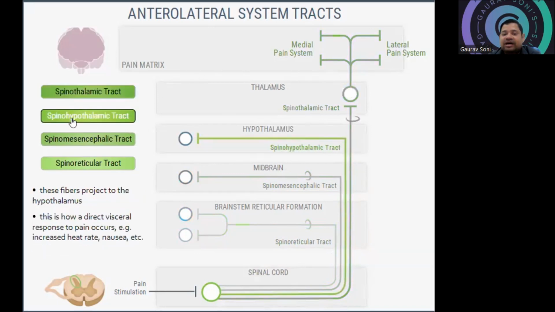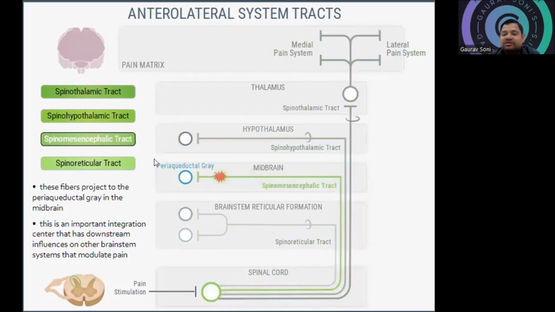Then you can see spinohypothalamic, it moves to the hypothalamus via the hypothalamic tract. These fibers project to the hypothalamus. This is how a direct visceral response to pain occurs, for example, increased heart rate, nausea, etc. So when there is pain or stress and you feel your heart rate increasing, it means it has followed the spinohypothalamic tract. Remember, everything starts from the spinal cord because they have to move from there to the other parts. So they are actually part of the ascending tracts.